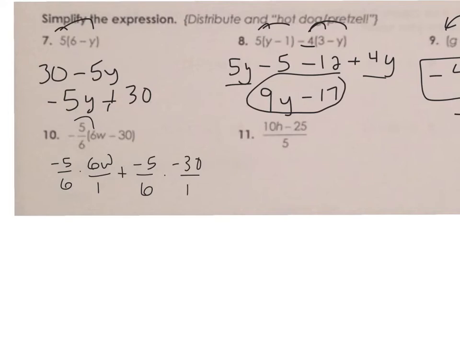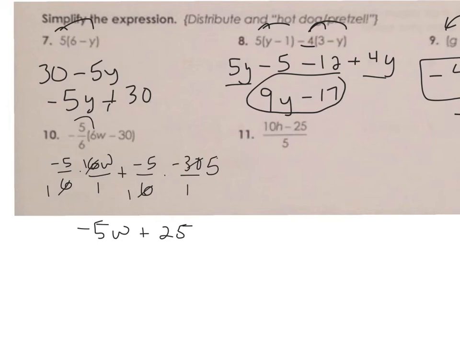This is going to allow me to cross cancel there. Also, 6 goes into 6 once. 6 goes into negative 30 negative 5 times. So now when I multiply across, I would get negative 5w, and then I've got a negative 5 times positive 5, which would be plus 25.